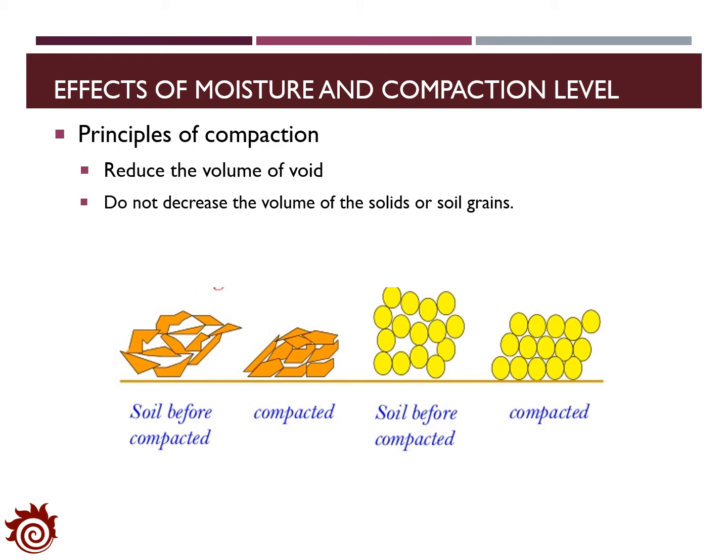The two figures here actually demonstrate the changes of the volume for the soil after the compaction. We can see that the voids between the soil particles will be reduced, and in that sense, the total volume of the soil will be reduced. However, this process will not decrease the volume of the solids or the soil grains.